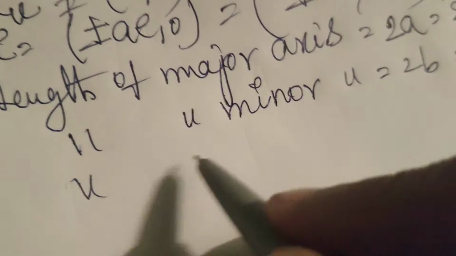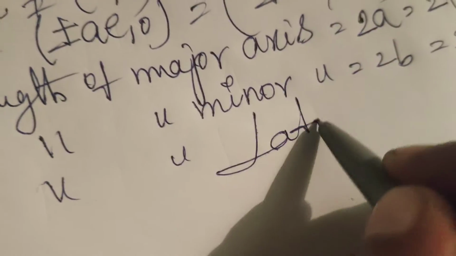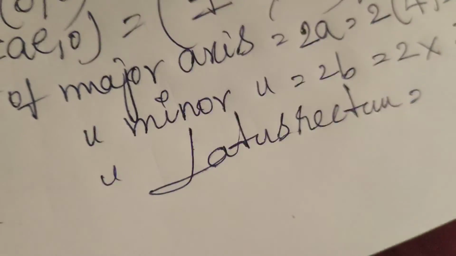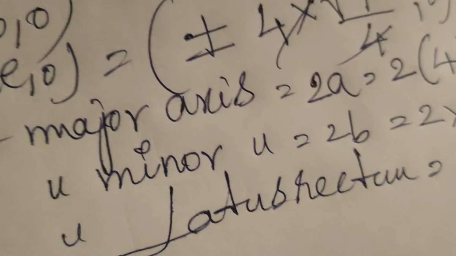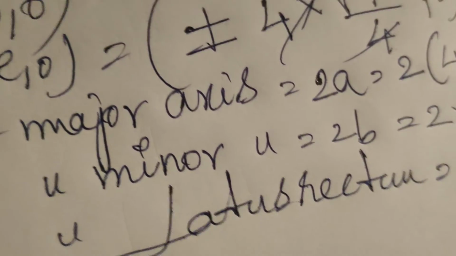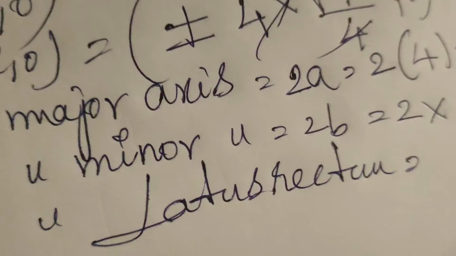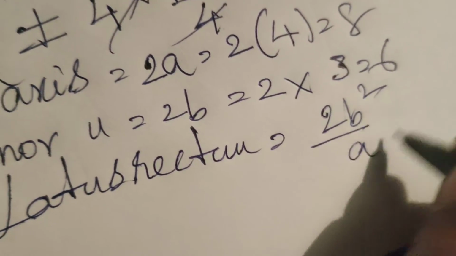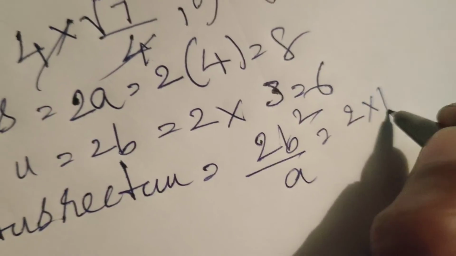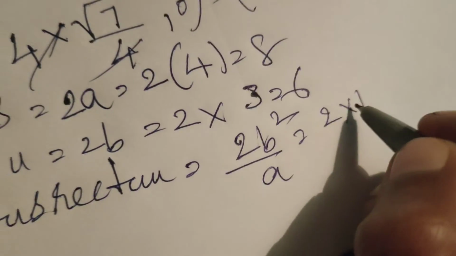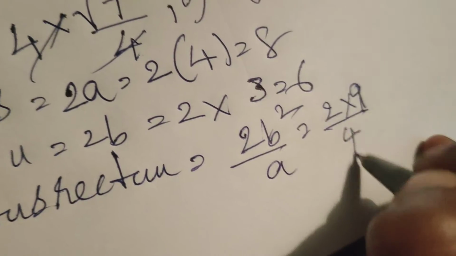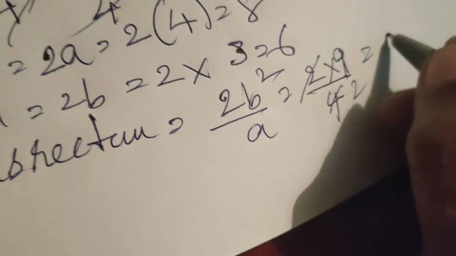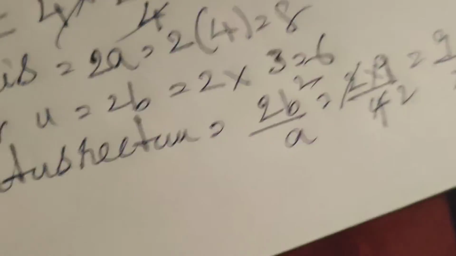Next, length of latus rectum. What is the formula here? Latus rectum means 2b square by a. 2 into b square means 9 by a means 4. That is, 2 twos are 4, 9 by 2. This is the latus rectum.